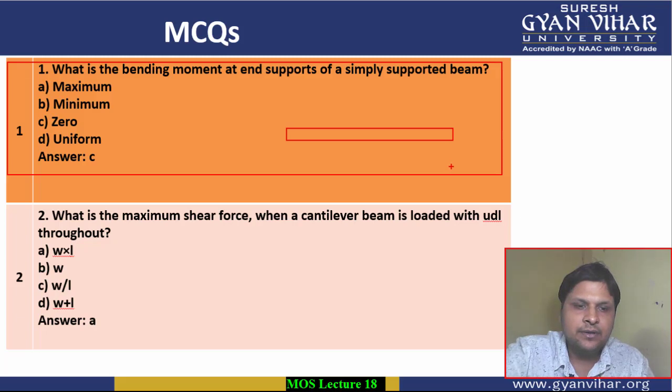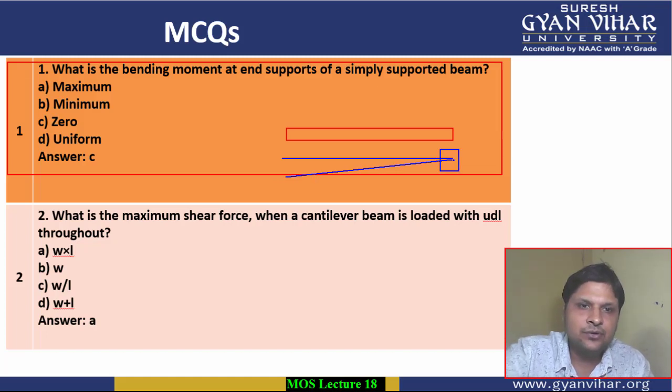Generally you would have seen, as in the cantilever also, that's the free end. At free end you were having the bending moment equal to 0. The diagram was something like this. Here at free end you were having the 0 bending moment. So the option C is the correct option.